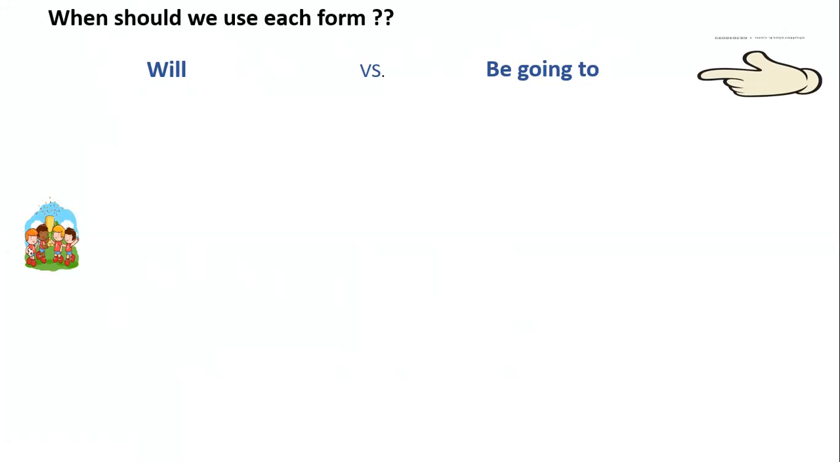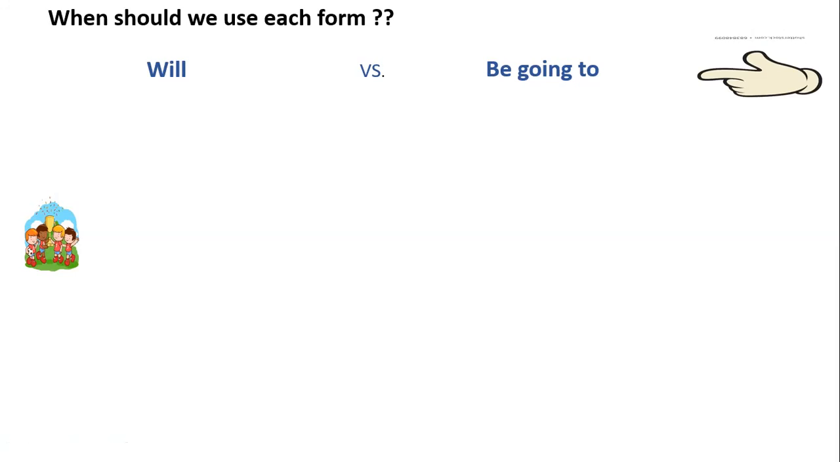Since we are talking about the future, why did they give us two forms? Because each form is used for something special, for some conditions which are far different from the other one. So let's start with will.